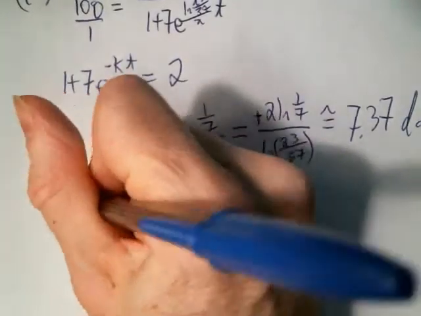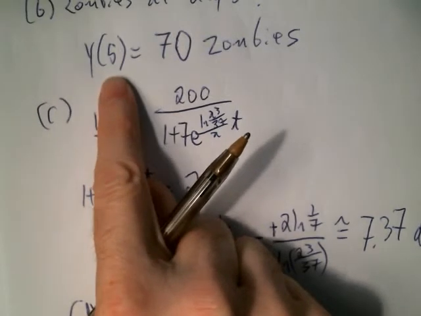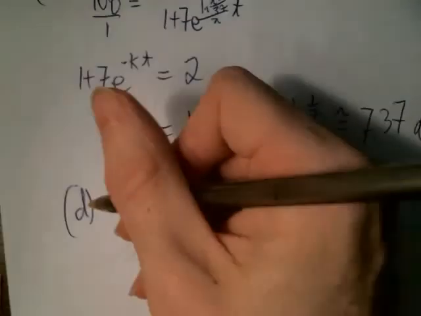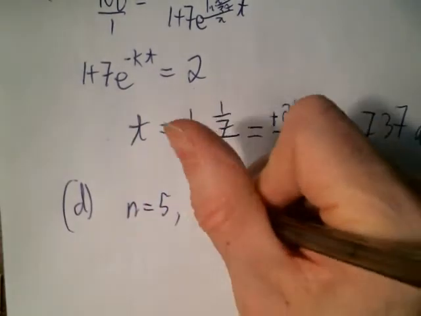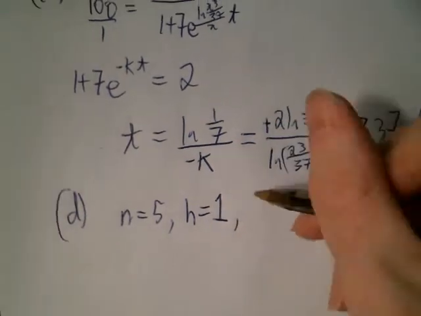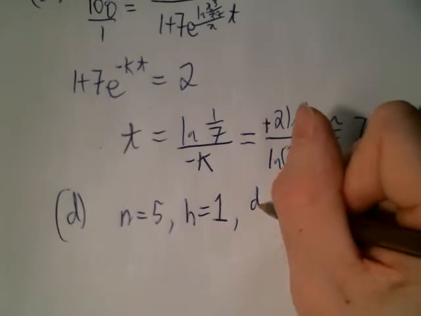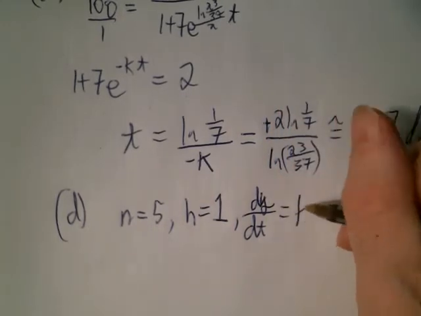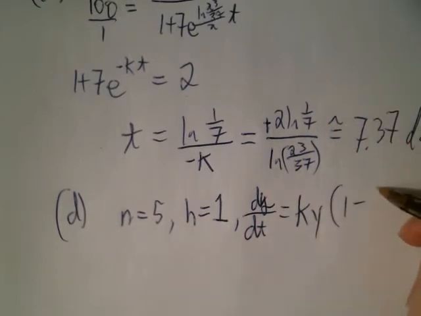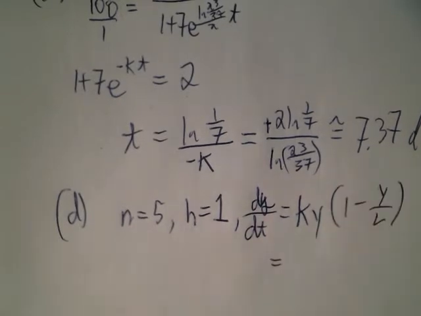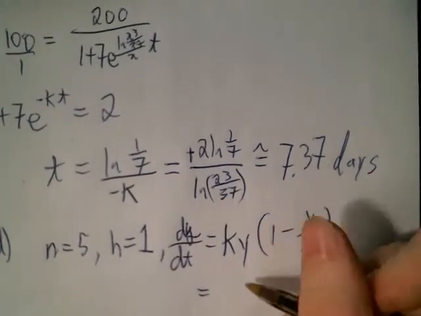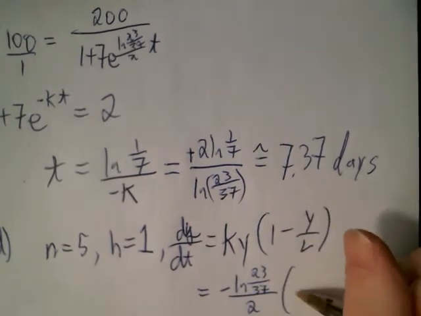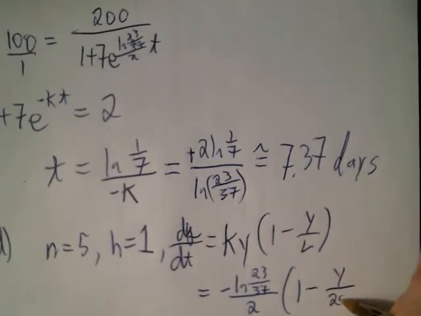Okay, part D then, they want you to use Euler's method to get an approximation for the number of zombies at time 5, and they want you to use a step size of 1. So they want you to let n equal 5. Your h value, they want to be 1. And our differential equation, we're going to need that for this. dy with respect to dt, or if you'd rather, the change in z for zombies, will be k times y times 1 minus y all over L, and then fill in the blanks. So k we found to be that big ugly thing from before. k was negative ln 23/37 all over 2, and then times 1 minus y all over L. Limiting capacity is 200 zombies.